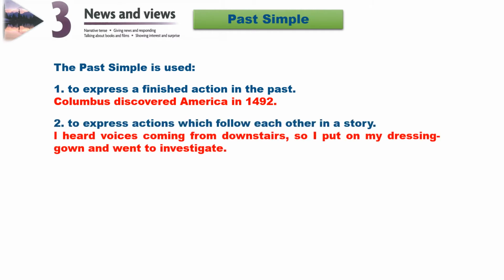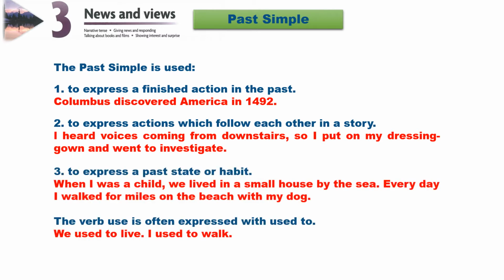Number two, to express actions which follow each other in a story. For example, I heard voices coming from downstairs, so I put on my dressing gown and went to investigate. So it's like I'm telling a story. When I'm telling a story like this, I will use a past simple. Or to express a past state or habit. For example, when I was a child, we lived in a small house by the sea. Every day I walked for miles on the beach with my dog.